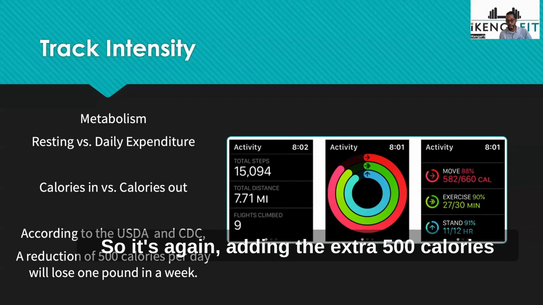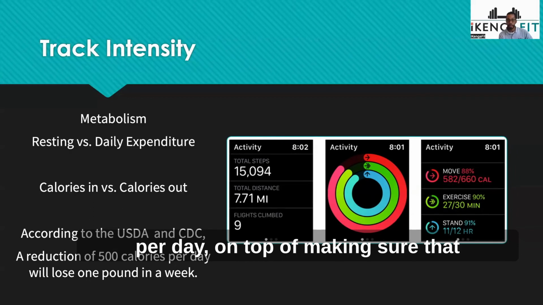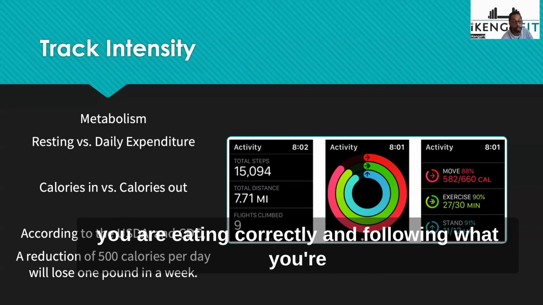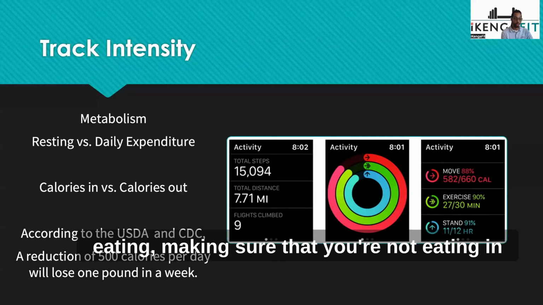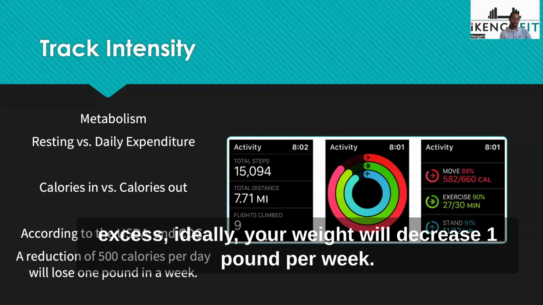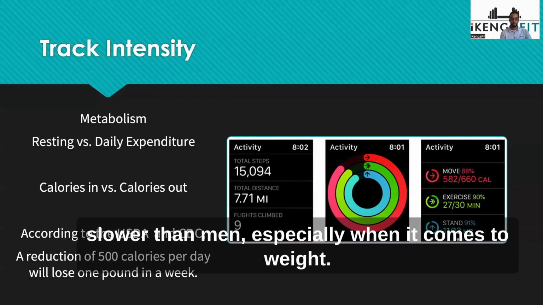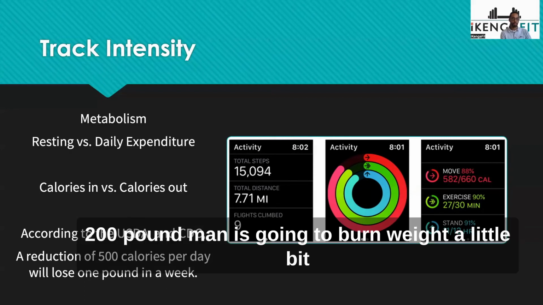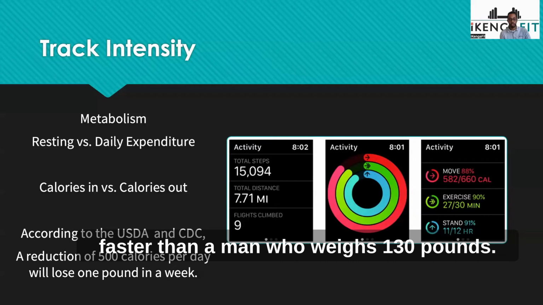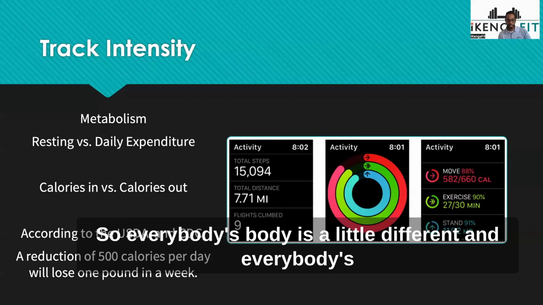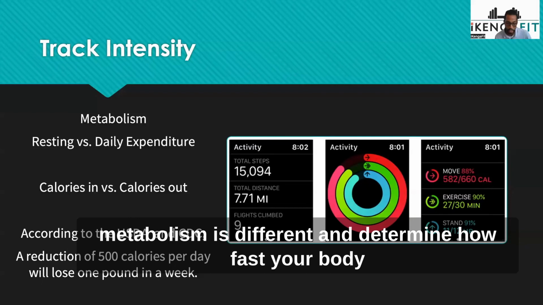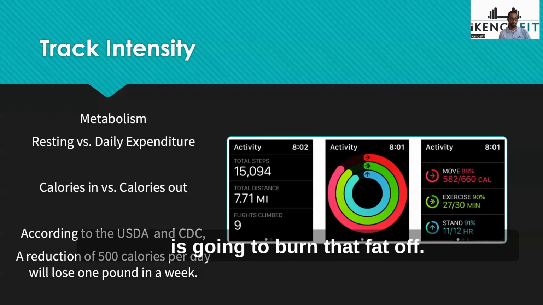So once again, adding that extra 500 calories per day, on top of making sure that you are eating correctly and following what you're eating, making sure that you're not eating in excess, ideally it will decrease 1 pound per week. Okay, and obviously everybody's body is different. Women are going to burn calories a little bit slower than men, especially when it comes to weight. A 200-pound man is going to burn calories a little bit faster than a man who is 130 pounds. So everybody's body is a little different, and everybody's metabolism is different, and determines how fast your body is going to burn that fat off.